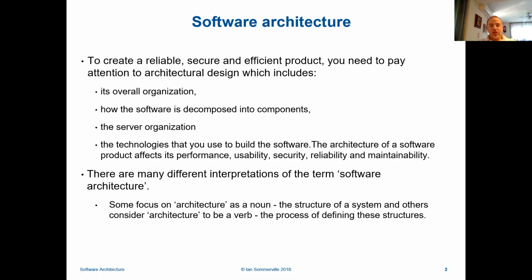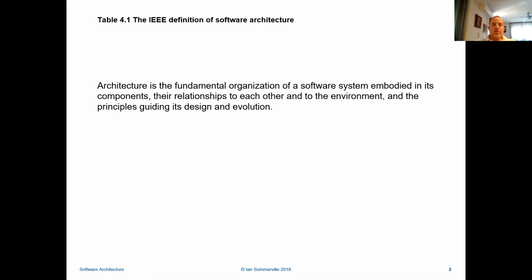There are many different interpretations of the term software architecture. Some focus on architecture as a noun, the structure of a system, and others consider architecture as a verb, the process of defining. See, I would say it's the verb. I would go more with the verb. In other words, how do we design? How do we create the architecture? Architecture is the fundamental organization of the software system embodied in its components, their relationship to each other and the environment, and the principles guiding its design and evolution. Okay, you could spend an hour discussing what the definition of architecture is.